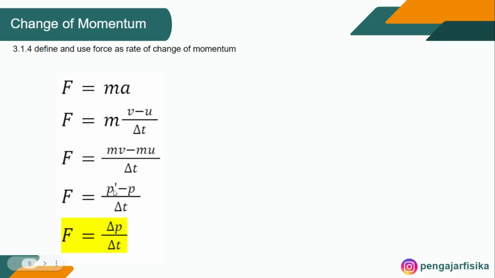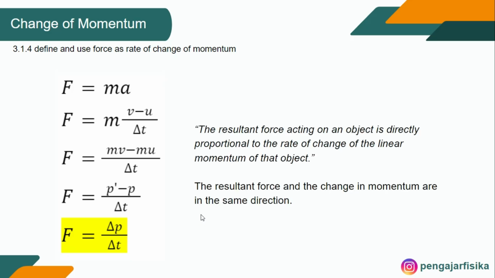So at the top here, we have final momentum minus initial momentum, which is the change in momentum. So here we have a formula that shows the relation between force and change in momentum over time. So we can say that actually force is the rate of change of momentum. According to Newton's second law, force can also be understood as the rate of change of momentum.